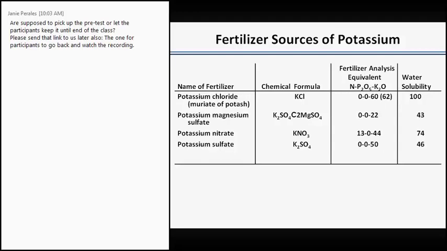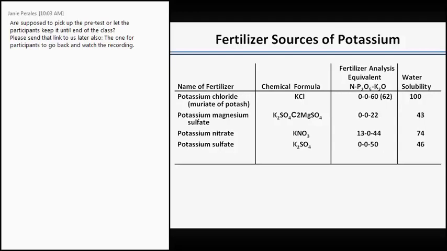So it's a potassium sulfate or potassium magnesium sulfate compound. It has 22% potassium in it. It's about half soluble from a solubility standpoint. It'll be about 43% soluble. Potassium nitrate, 13-0-44. So we've got some nitrogen in that compound and the potassium, about 74% solubility. Potassium sulfate is not quite as soluble, 0-0-50, and you'll find these in bags of fertilizer as well.